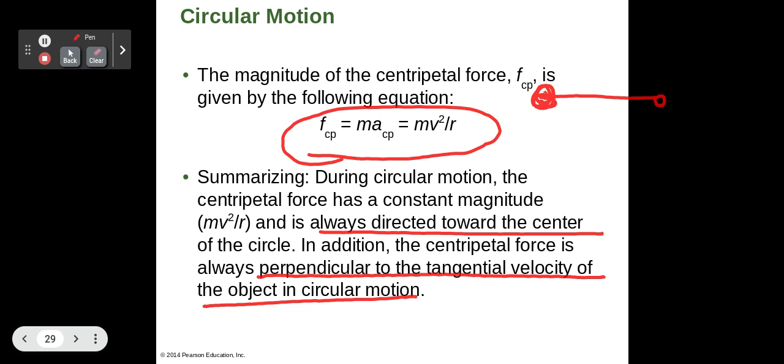Here's your object going around in a circle. Your centripetal force is going to be acting perpendicular to the tangential velocity. It's always directed towards the center of the circle, and so is the acceleration.